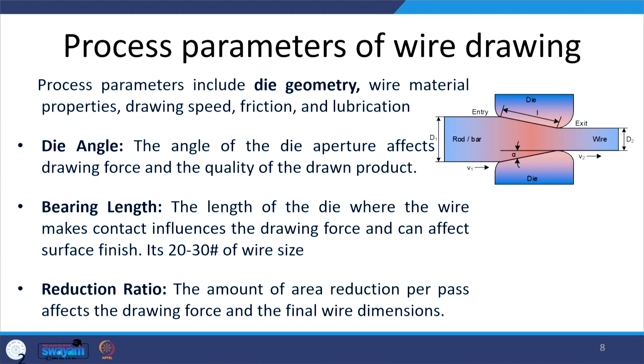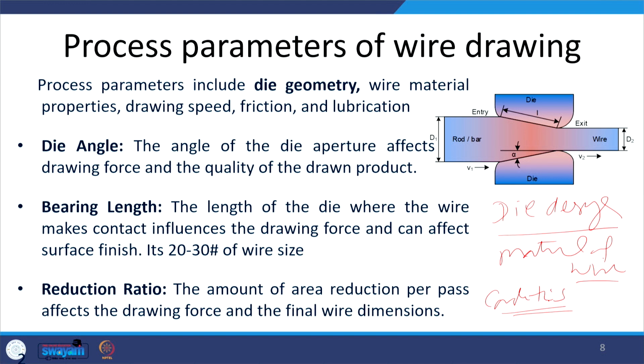What are the important factors that affect the wire drawing process? We have three categories. One is the die design itself. Then the material of the wire, that is, the stock to be used for producing the wires. And third is the conditions which are used for wire drawing.